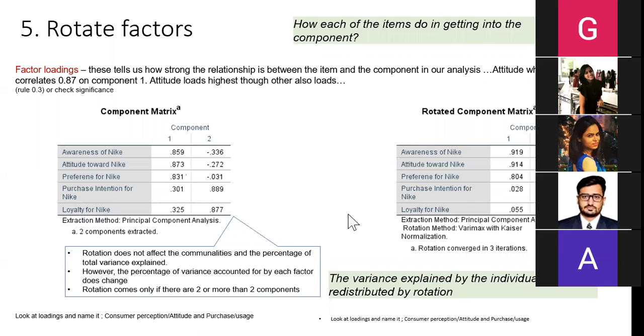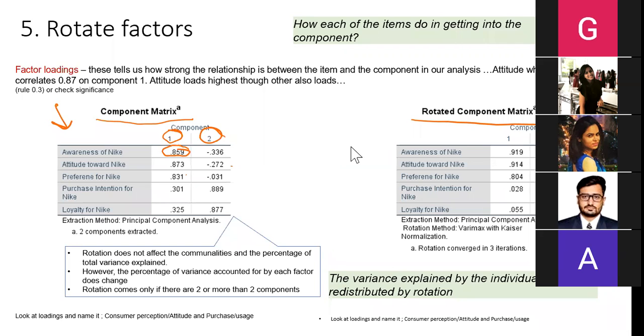See this component matrix, okay? This is a component matrix and this is the rotated component matrix. Let's see this first one first. These are factor loadings, basically the correlation. This is the first factor, this is the second factor. So awareness of Nike will come in which factor? First or second? So it will go in the first, because the loading is high in the first factor.